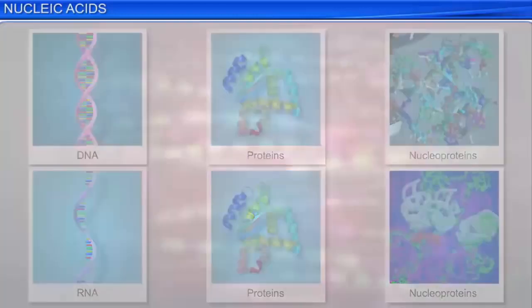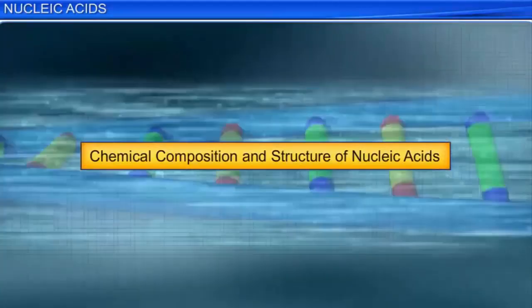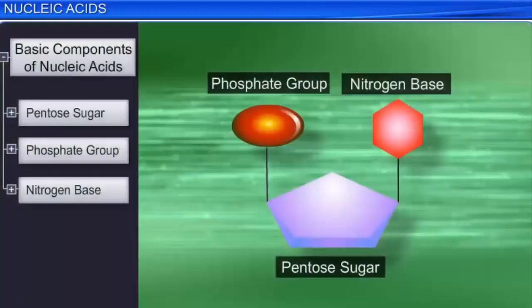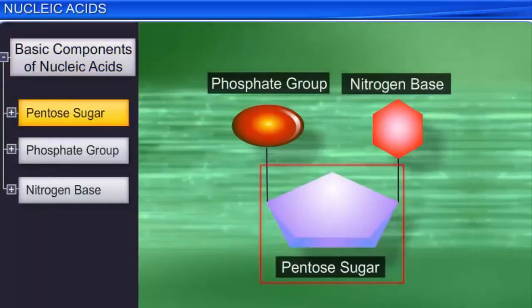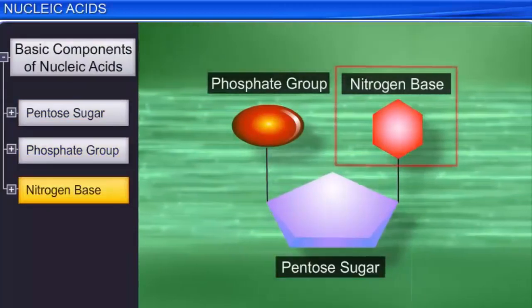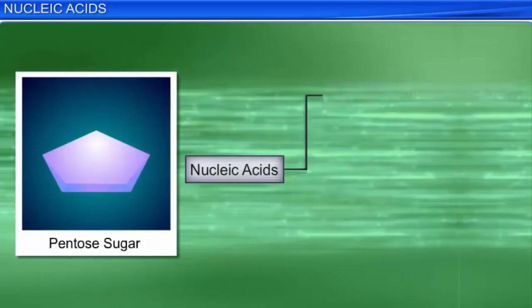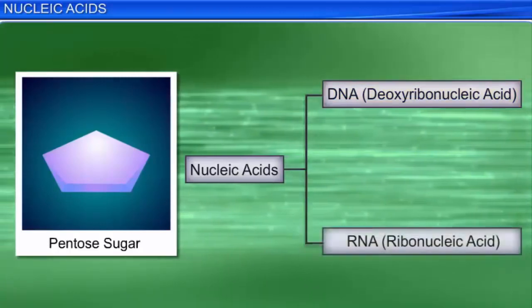Now, in this context, let us look at the chemical composition and structure of nucleic acids. The basic components of nucleic acids include a pentose sugar, a phosphate group, and nitrogen-containing heterocyclic compounds called nitrogen bases. Depending on the type of the pentose sugar present, nucleic acids can be broadly classified into DNA, deoxyribonucleic acid, and RNA, ribonucleic acid.